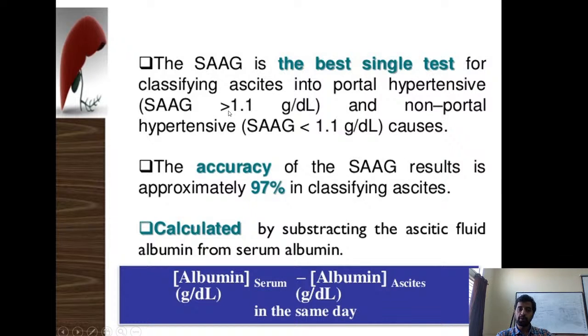So if the SAAG is greater than or equal to 1.1, you call it high SAAG ascites. This is calculated by subtracting the ascitic fluid albumin from serum albumin. So this is the formula.